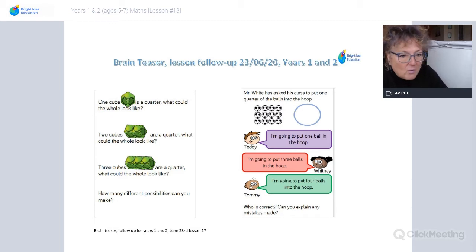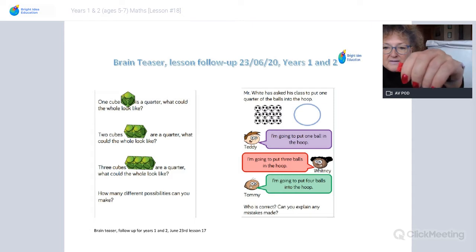The first one we've got today: 1 cube is a quarter. What could the whole look like? If we had the capacity for you to show me what you could do making them, you could draw different pictures, but we haven't. So what number of cubes would the whole be? If that 1 cube is a quarter, how many cubes would the whole be?